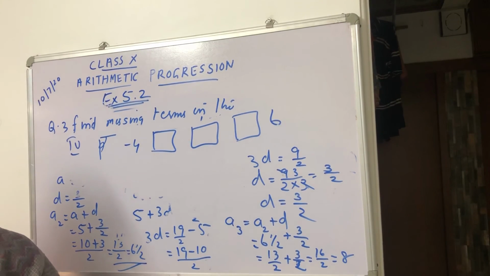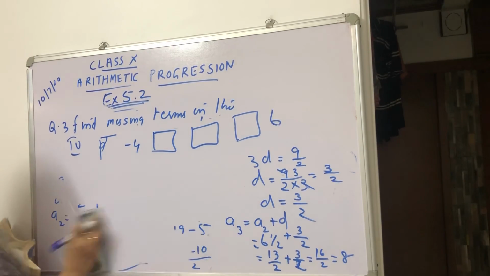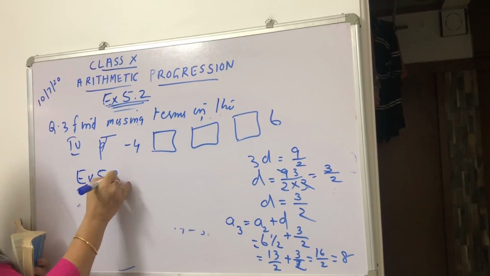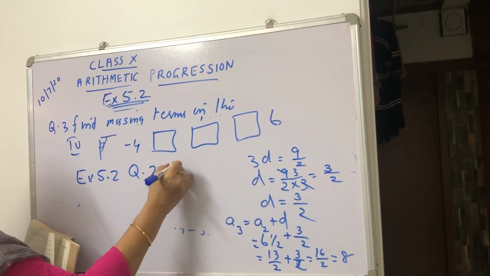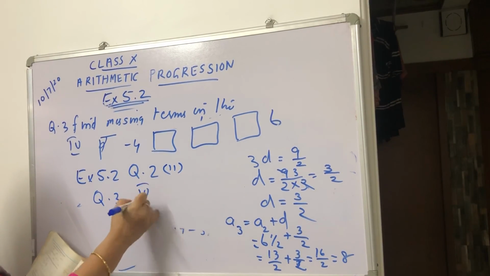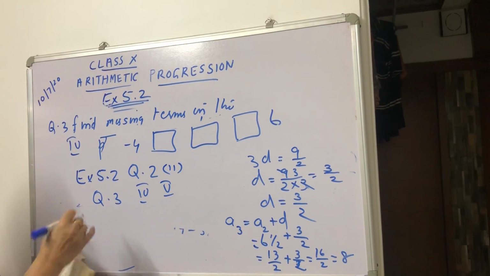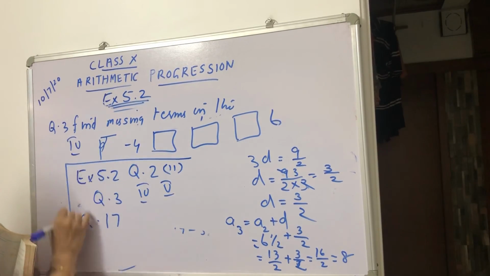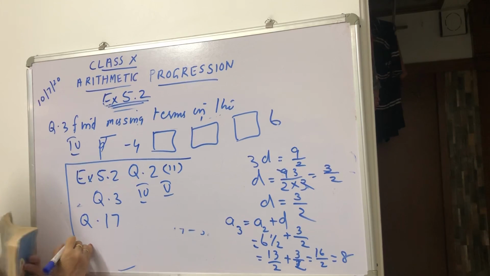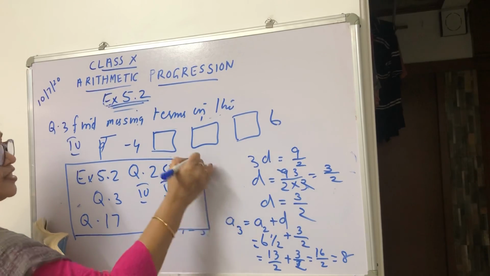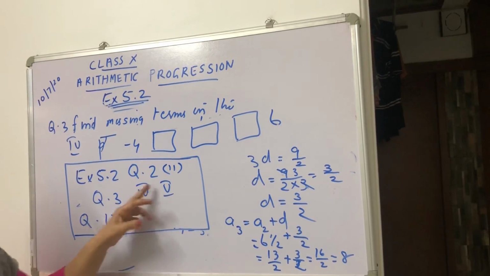So Exercise 5.2, question number 2, second. Question number 3, 4 and 5th. Then question number 17. 17 means it is the 20th term from the last term. That same question yesterday we have done. So you do these 3 questions as homework.